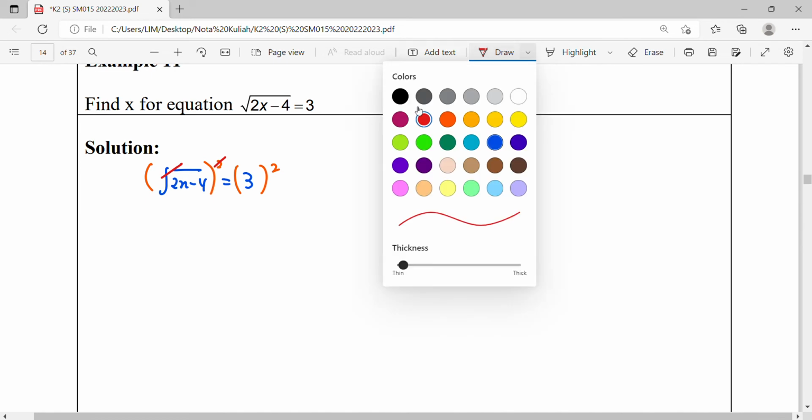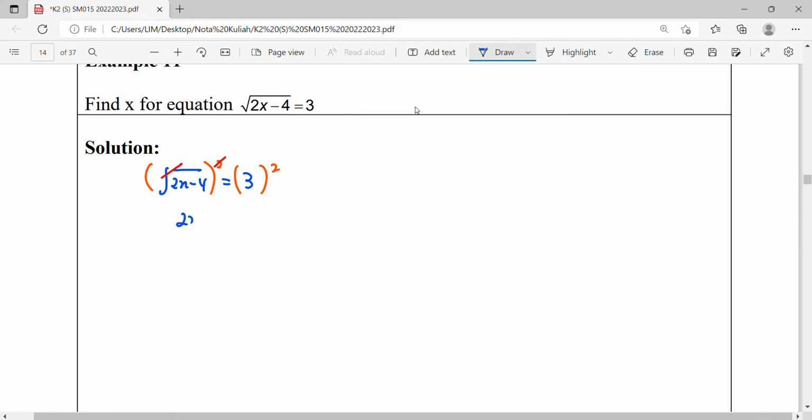So here you will get 2x minus 4 equals 3 squared, which is 9. Then you get a linear equation. Linear means you can directly move terms. Leave your x at the left hand side, other values go to the right hand side to find out your x. So maintain 2x at the left hand side, negative 4 goes to the right hand side and becomes 13. Right? Then here you get your x.